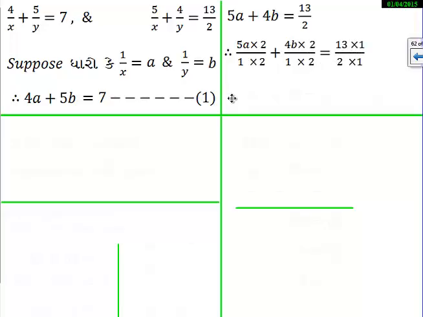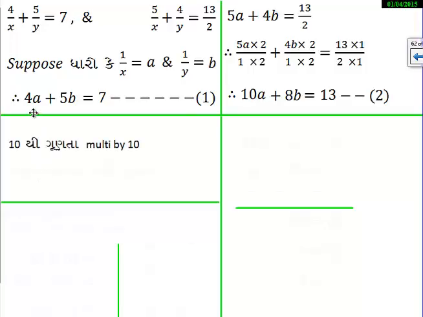So this would be 10a plus 8b is equal to 13. So this is my equation number 2. Now we will solve it by elimination method. So equation 1 को हम 10 से multiply करेंगे, 2 को हम 4 से करेंगे, right? So after multiplication it would be like this. See 10 4s are 40, 10 5s are 50, 10 7s are 70. I think you know now this. I don't need to explain, right?